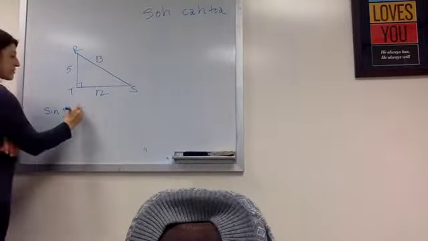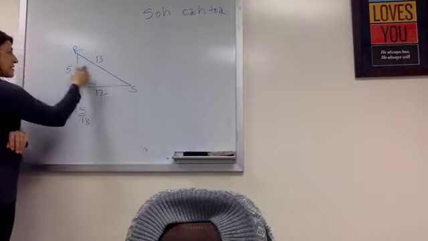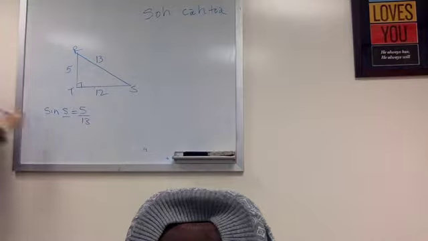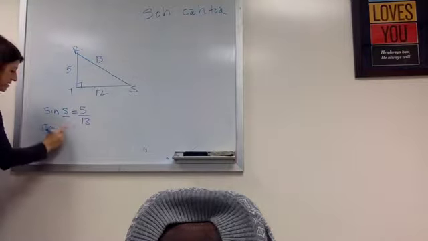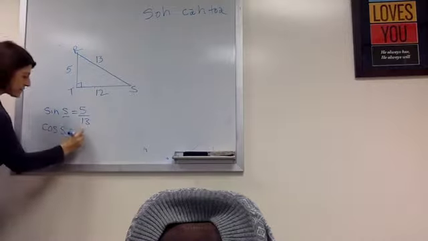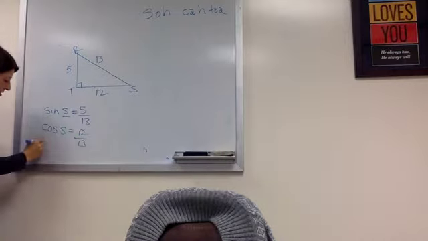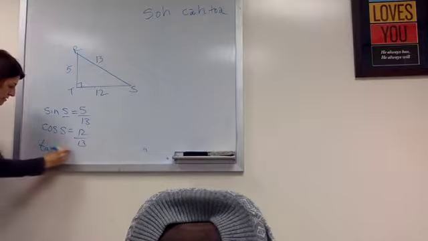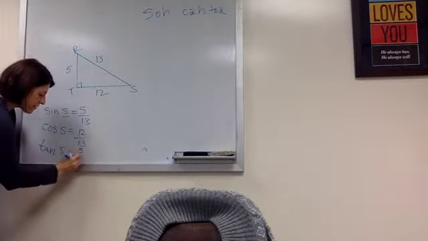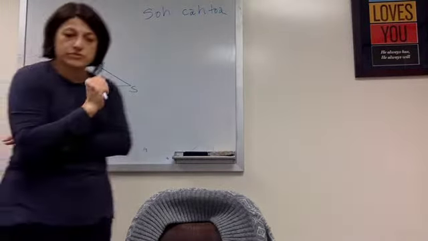5/13, because that's the opposite side over the length of the hypotenuse. Okay? All right, so Abby, what's the cosine of S? 12/13. Okay, and then Allie, what's the tangent of angle S? 5/12. TOA. Okay, so those are those ratios.